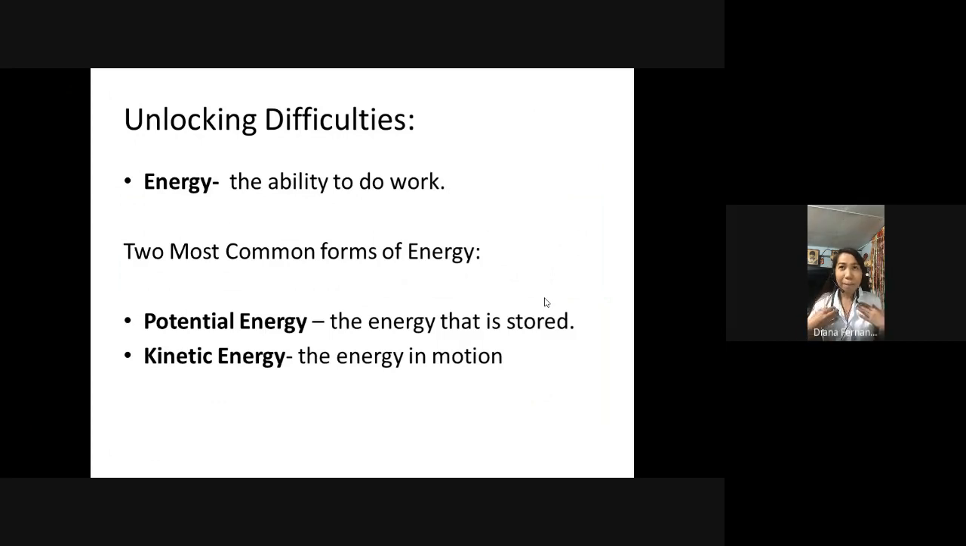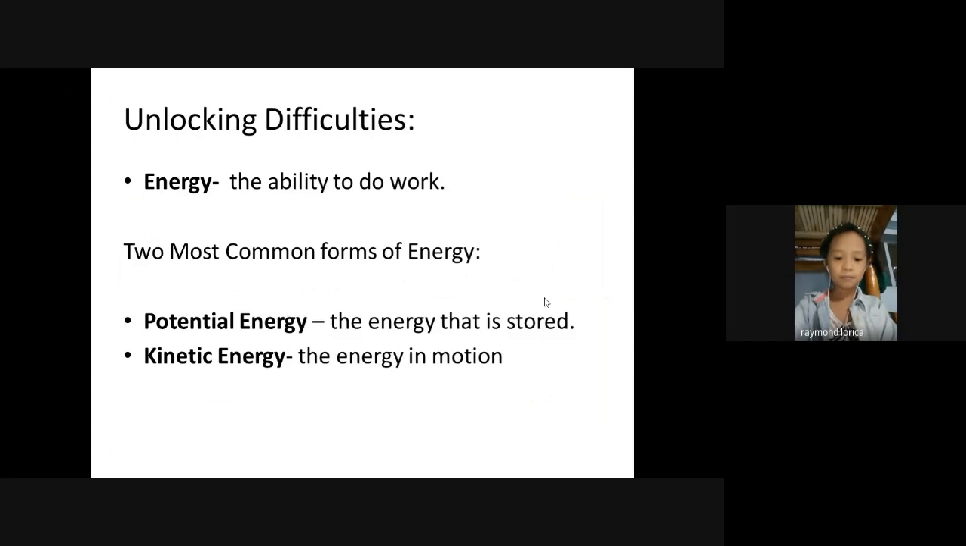So, na-imagine nyo ba, pagkagising nyo in the morning, ready-ready na ulit kayo sa mga gagawin for today, hindi ba? For the next day pala, I mean. Bakit? It is because meron ka na naman na store na energy. Hindi ba?